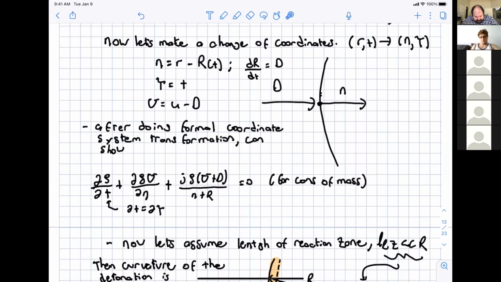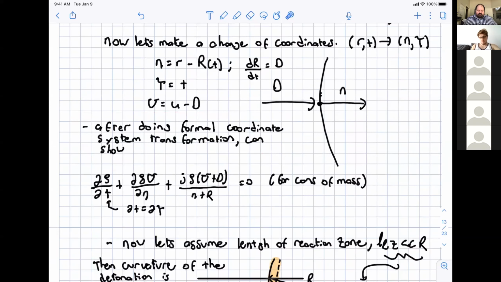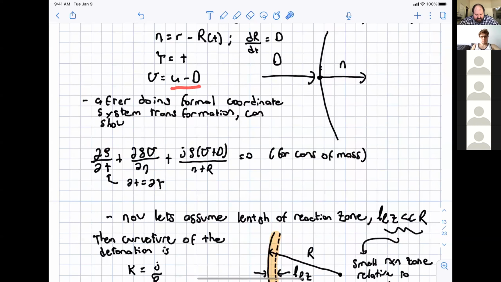What you wind up with, if you do a very formal coordinate system transformation, and that's part of your project 1, so I'm not going to go through the details, is that in this system we have partial rho, partial t, which is equal to partial tau. So we have the time derivative of rho with respect to t plus partial rho partial capital U. And this capital U is the flow velocity with respect to the detonation velocity.